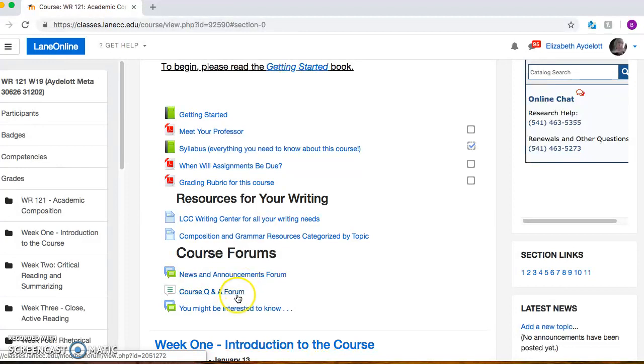Then I have a course question and answer forum. If you have personal questions, please email me. You'll get all that information in the syllabus. Personal information such as your grades, late papers, any kind of personal problems that you have with the course. This forum is actually for more general questions like a link doesn't work, or you can't do something. You can't get Moodle to behave. That would be the course question and answer forum.